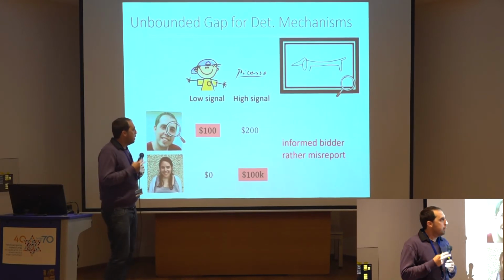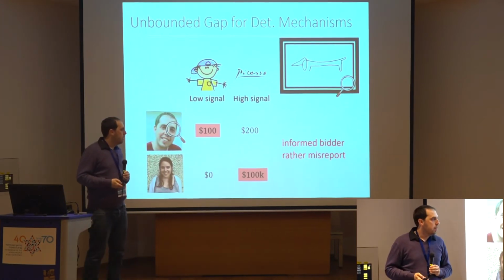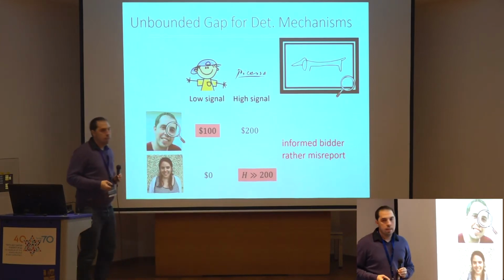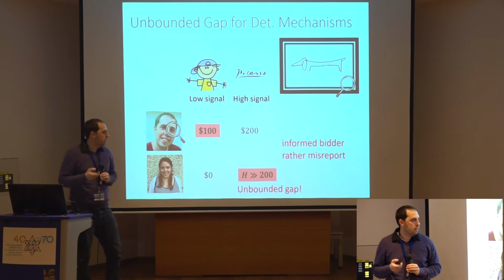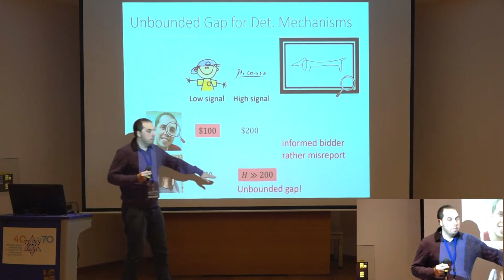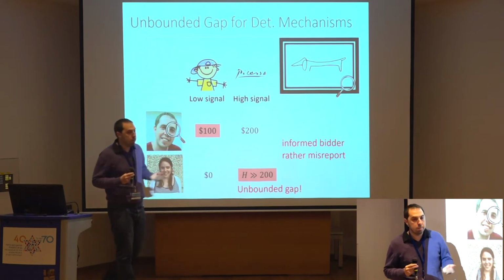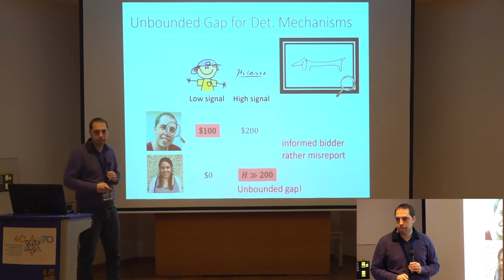So if I know it's a Picasso, of course I should misreport in this case. And we can change this 100K to any number that's larger than 200, and this basically shows you that any truthful mechanism can have an unbounded gap in welfare. Can't have any approximation in general. Any questions about this example?